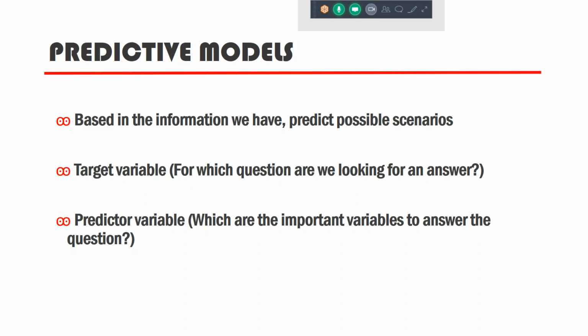And to create the models, you have two basic things. One is the target variable, that is the variable that we're looking for an answer. And you have also the predictive variable. The predictive variables are the variables that you use to answer your question. So for instance, we work with sales. Sales will be our target, and we'll try to find predictive variables that can help us to discover how the sales are affected.